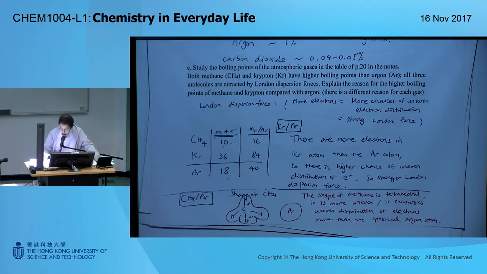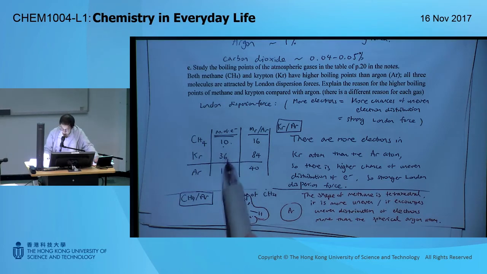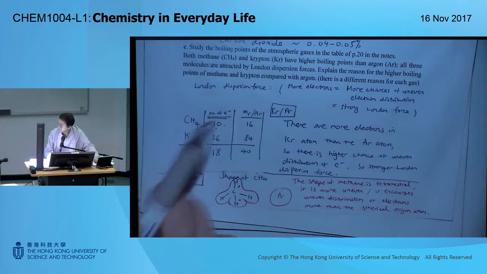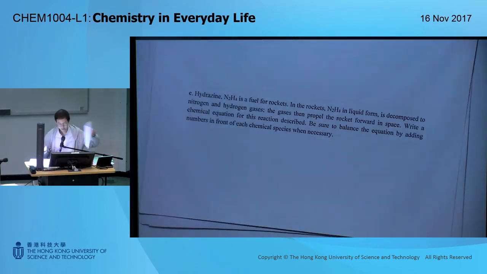So these considerations apply to molecules with a similar number of electrons. If they are too far apart, for example, krypton and methane, then krypton has a higher boiling point than methane, I think, because there are more than 3 times the number of electrons. So then it's overriding the factor here.